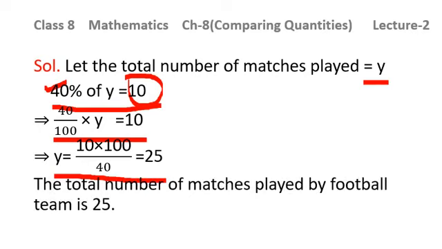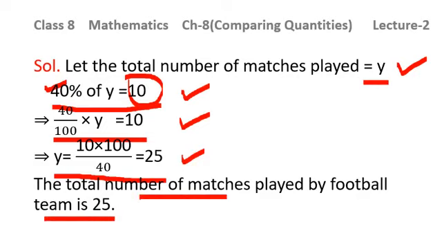So in this case, what we have done is taken the total number of matches as y. Then according to the question, we have written the equation as 40% of y is equal to 10, because 10 is the number of matches which they have won. And then 40, as it is given as a percentage, will be 40 over 100 into y, that is equal to 10. Then y will be, this 100 will be shifted to that side, 10 into 100 over 40. After cancelling out it will be 25. So the total number of matches played by the football team is 25, and this is the required answer.